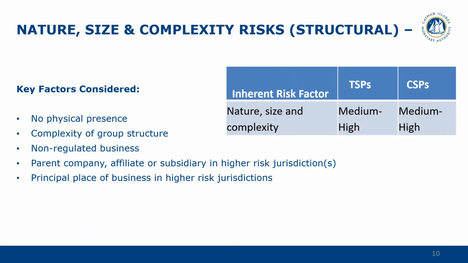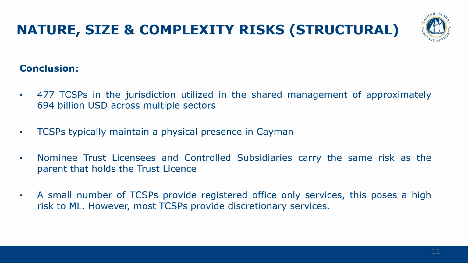First, we looked at the nature, size and complexity of the risks, the structural risks. And the key risk factors considered here were whether there's a physical presence in the Cayman Islands, the complexity of the group structure, the non-regulated business, parent companies, affiliates or subsidiaries in higher risk jurisdictions, or whether the principal place of business was in a higher risk jurisdiction. And for both TSPs and CSPs, the risk was deemed medium-high. And the reasons for those medium-high risk ratings are as follows.